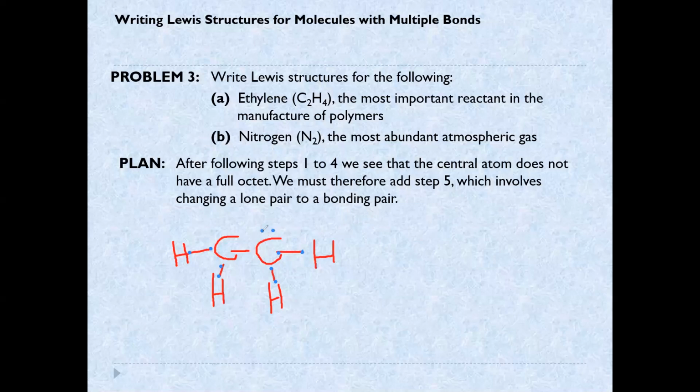Let's count for this carbon. 1, 2, 3, 4, 5, 6, 7, 8. This carbon is happy. Let's look at this carbon. 1, 2, 3, 4, 5, 6. This is not happy. This is happy. So what do we do? The rule says that if we still have insufficient electrons on one of the central atoms, we will now migrate this lone pair and bring it between the two of them. So we put the lone pair here.